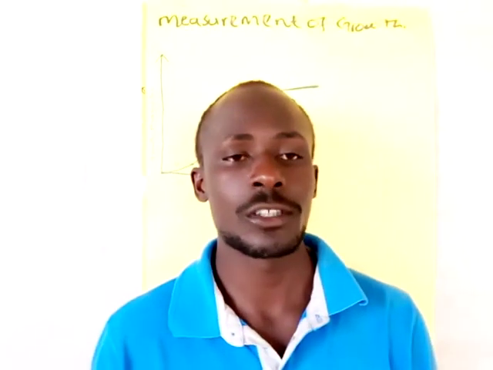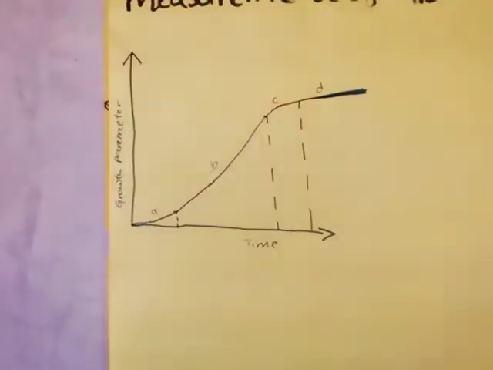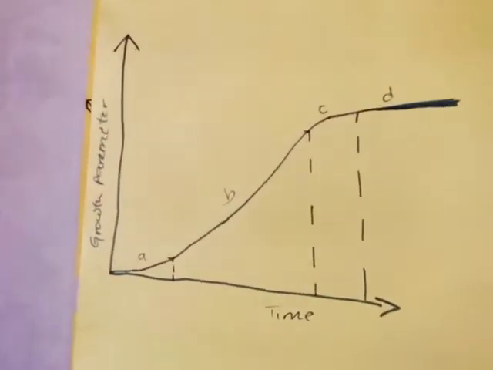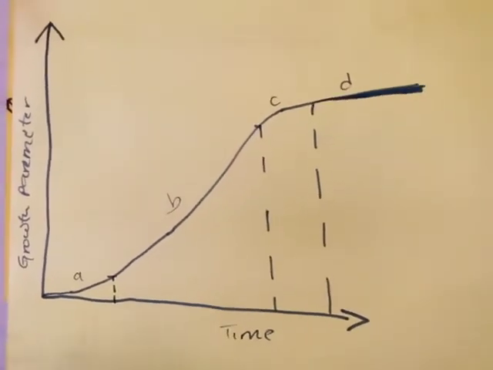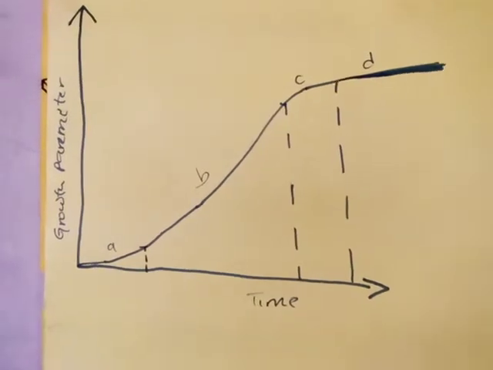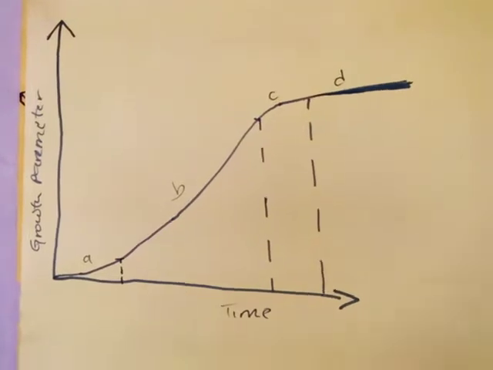Now, when we plot a graph of the various parameters of growth against time, we always obtain a curve that is S shaped, and we refer to it as a sigmoid curve. If you look at this diagram we have here, it is showing the growth that is taking place within an organism. We can have any parameter, e.g. height against time.